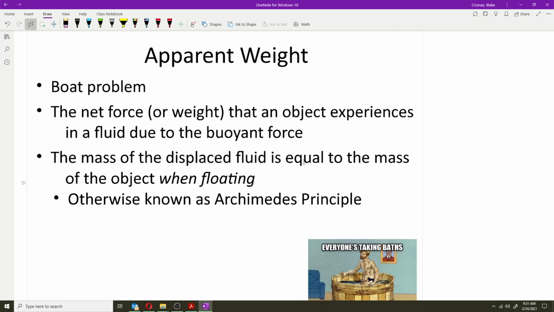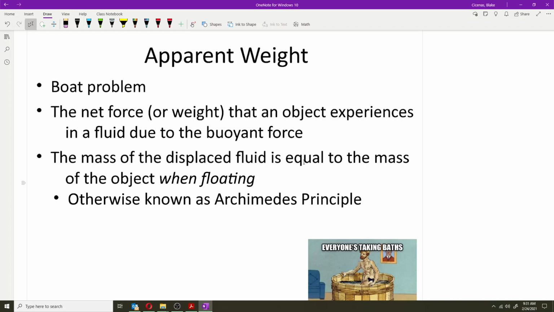Apparent weight, the boat problem. I think everyone got that, but the boat problem is basically if you're displacing fluid inside the boat, you're going to displace fluid outside the boat. It doesn't matter which one, so the water level's never going to change. Like I said, I think everyone got that, so it's not an issue.